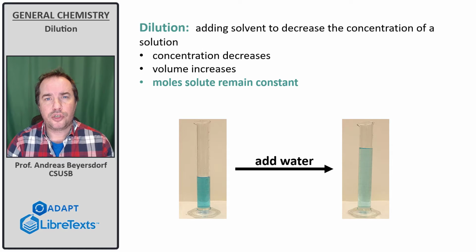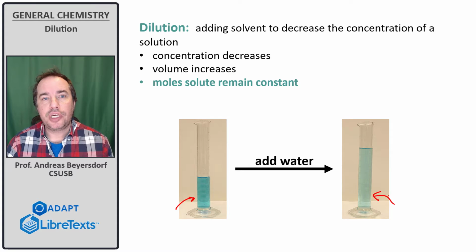If you have a drink that's too strong, you might add water. Or if you have this solution at the bottom and you say, oh, that's too dark, you might add water to make it lighter. These are examples of dilution. Dilution is adding a solvent to decrease the concentration of the solution.